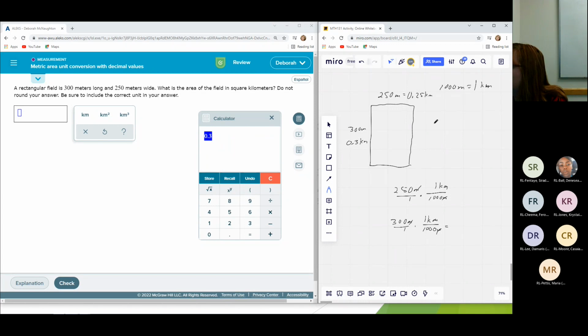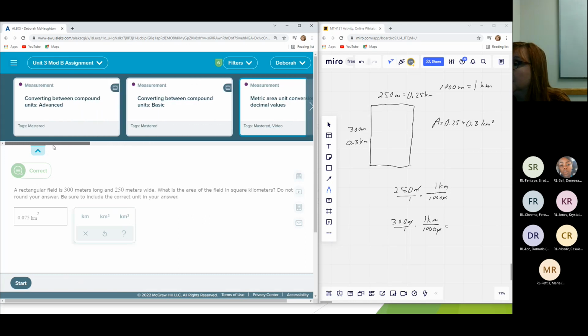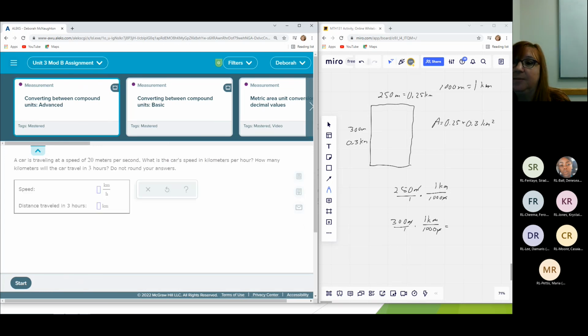So now to get the area, it's 0.25 times 0.3 kilometers squared. 3 times 0.25. So this is 0.075 kilometers squared. So again, always do your conversion first because otherwise you have to square the conversion. So it's a lot harder to do it that way. So always convert first. Okay, and then the last one is the complex units.